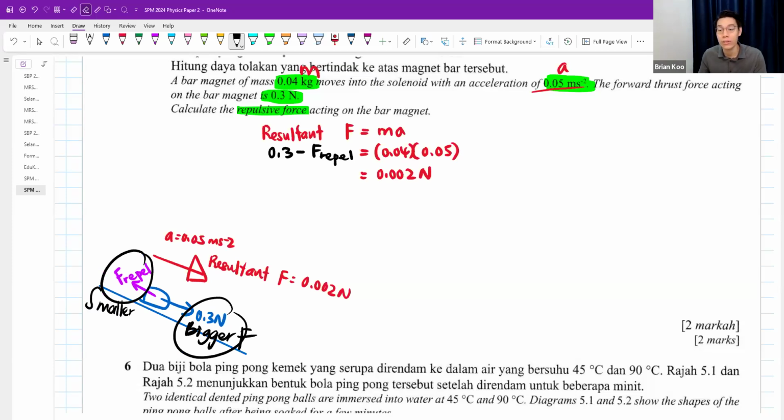How do I know? Because the acceleration is going down. It's moving down. The resultant force is going down. For you to go down, the downward force must be big. The downward force must be stronger, or else you cannot accelerate down. So it's big minus small force to get this 0.002.